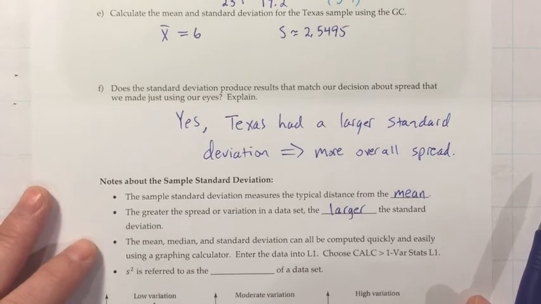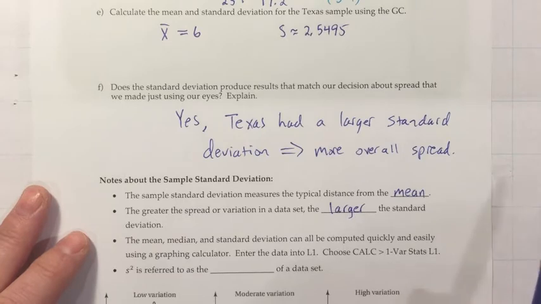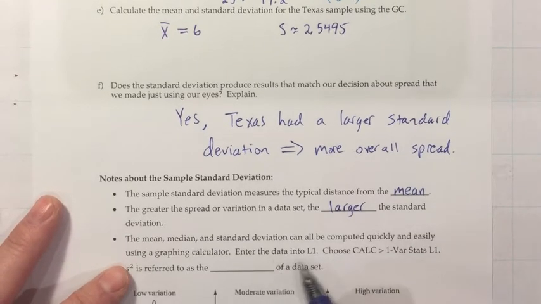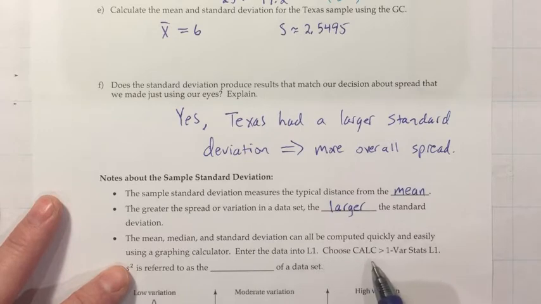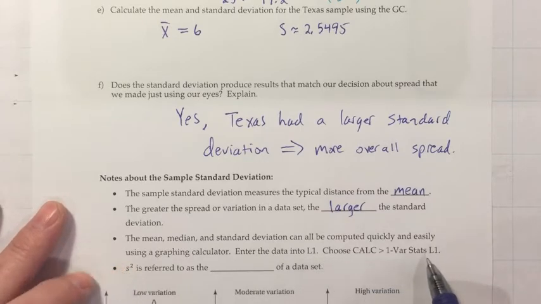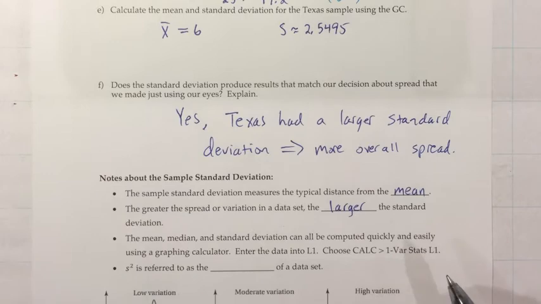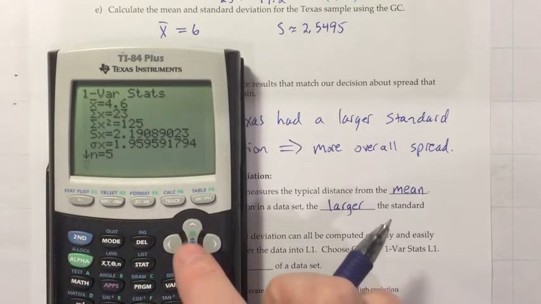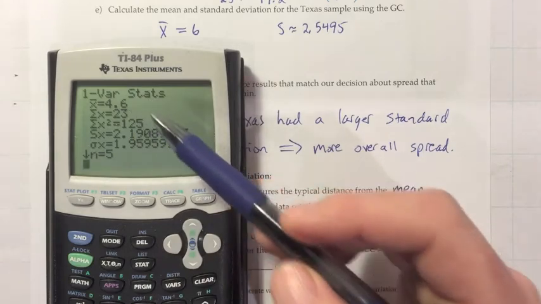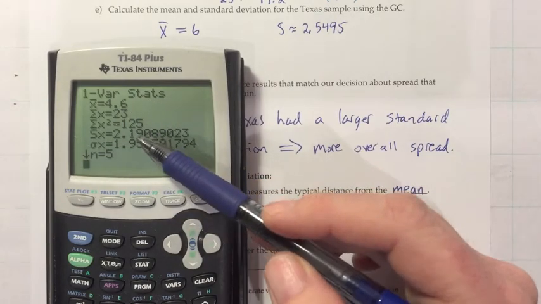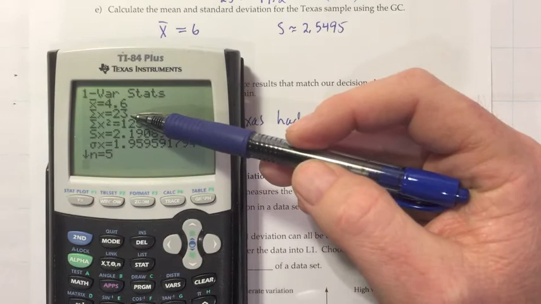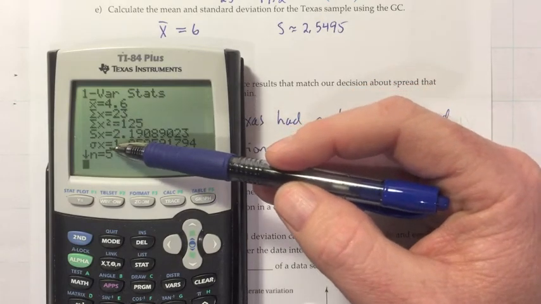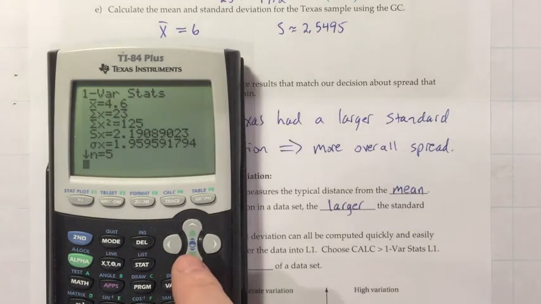And then the mean, median, and standard deviation can all be computed quickly and easily using a graphing calculator. Just enter the data into L1, choose Calc and one variable statistics L1, and you'll get all of those answers. So if I bring in our results for California again, here's the sample mean, and here's the sample standard deviation S. We have the total of the x's. Some other things we don't usually actually use, the sum of the x squareds or the sigma. You'll learn more about those in stat.